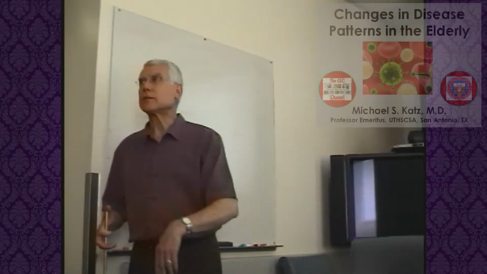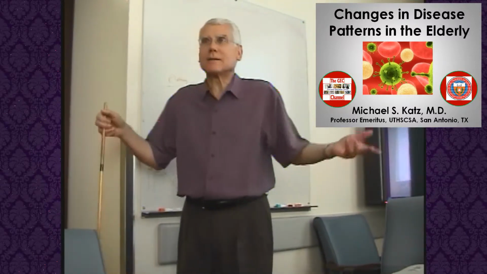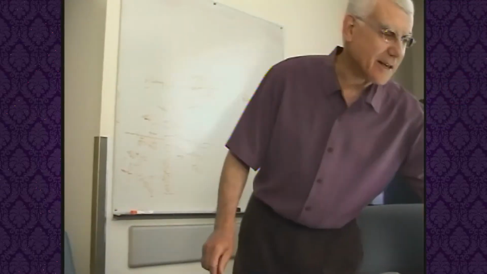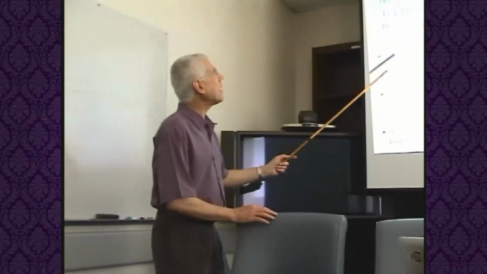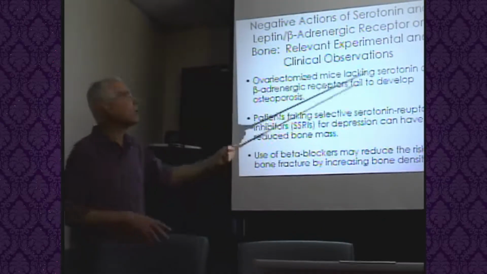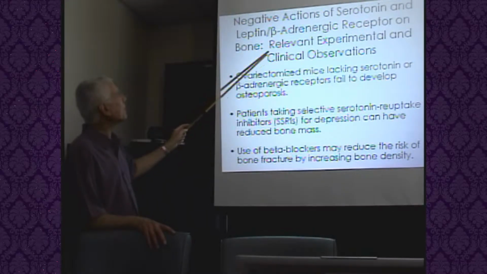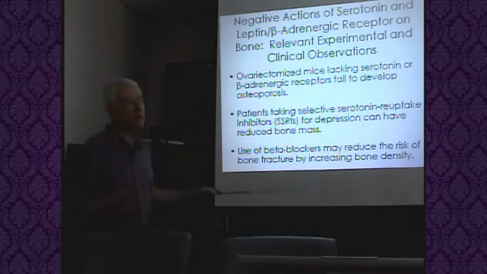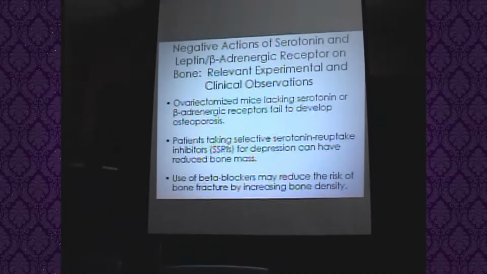So there's another question. If you're a clinician, you say, wait a minute, a lot of people are on beta blockers. Is there any information available? Well, this is what you can derive from the existing literature. The negative actions that are newly discovered now for serotonin and this leptin beta-adrenergic receptor pathway on bone, what can we take away as possible drug development clues from this literature?